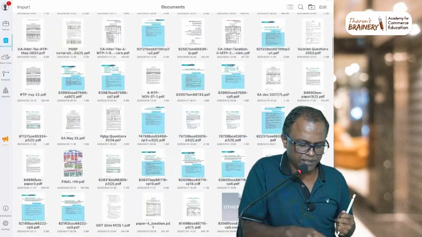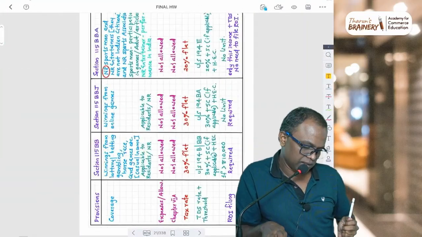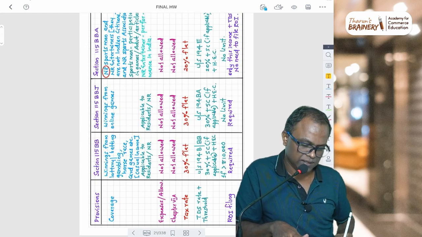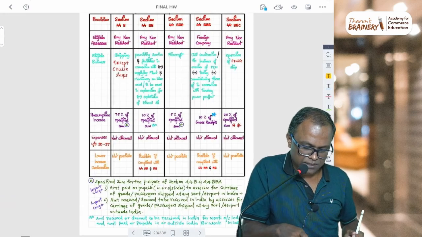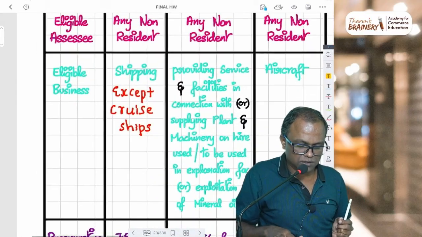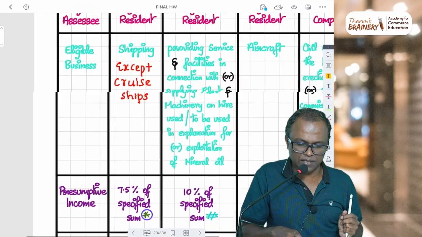So 44B is providing the provisions for a non-resident engaged in shipping business, right? If a non-resident is engaged in shipping business in India, first we should find out what is the total freight collected from India. So while taking the freight collected from India, there may be 2 situations.